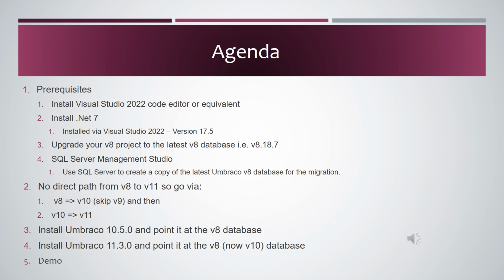The way we do that is we install Umbraco 10.5.0 and we point it at the version 8 database. We then install into a new project Umbraco 11.3.0, which is the latest version of it, and point it at the version 8 database, which is now the version 10.5.0 database, and that completes the database migration.